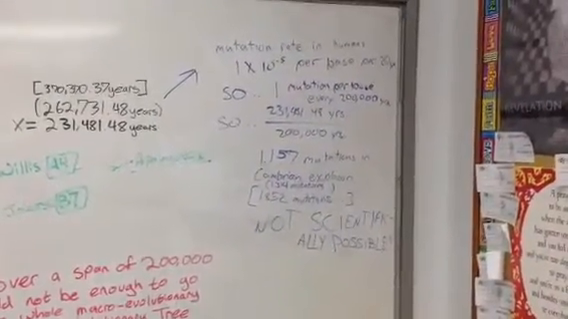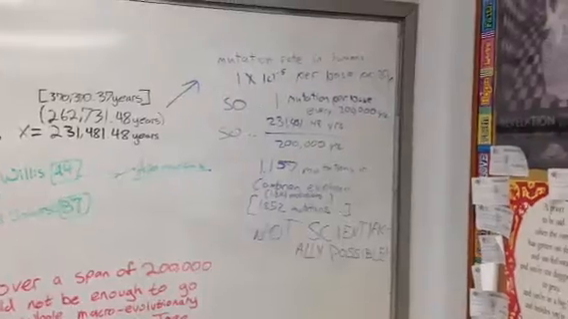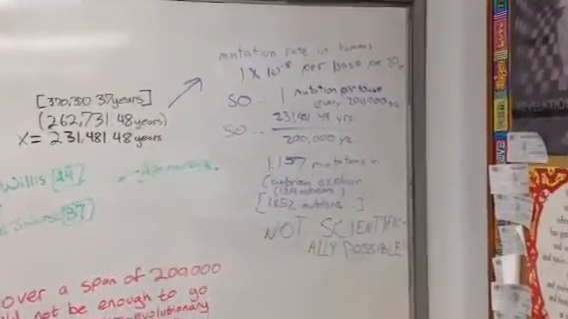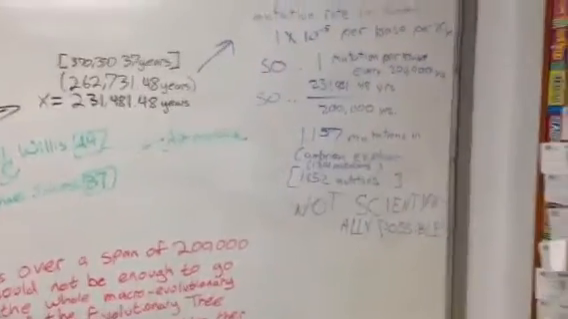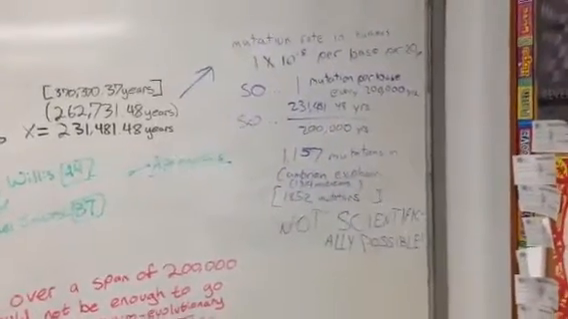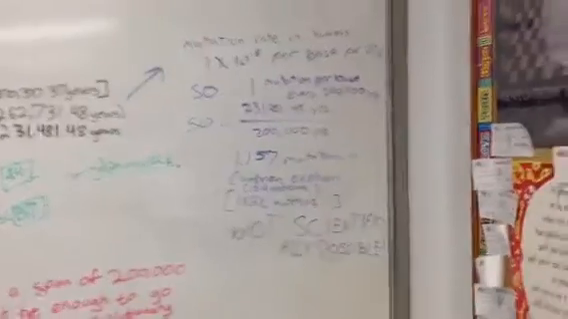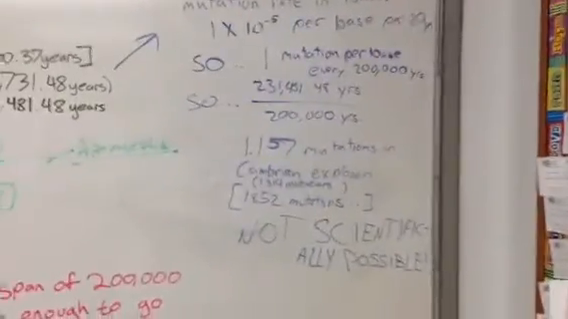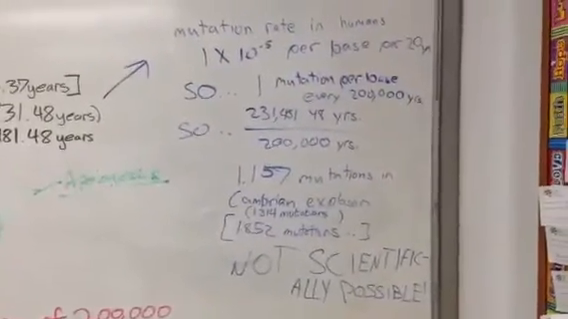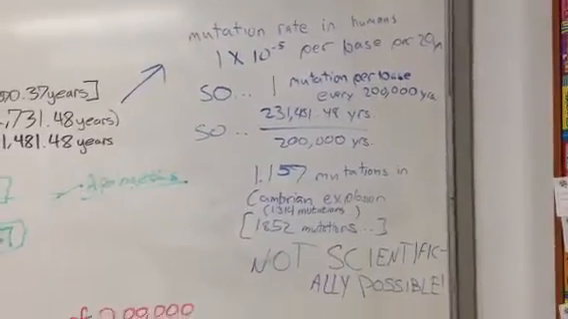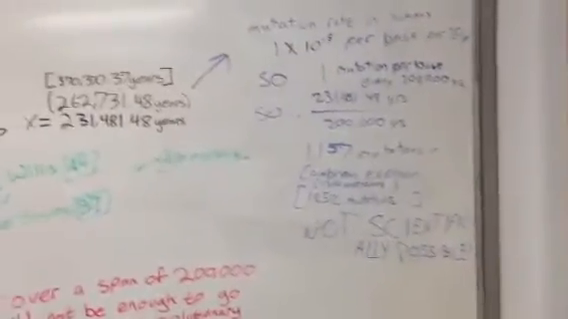I feel happy. So mutation rate in humans is 1 times 10 to the negative 5th per base per 20 years. So considering this, 1 mutation per base every 200,000 years, well, this is what he's going through, so he's trying to explain it his way and I'm doing it my way, so we have a bit of a different process, so it doesn't make as much sense the way I'm doing it. So I'm going off of his numbers, bear with me.